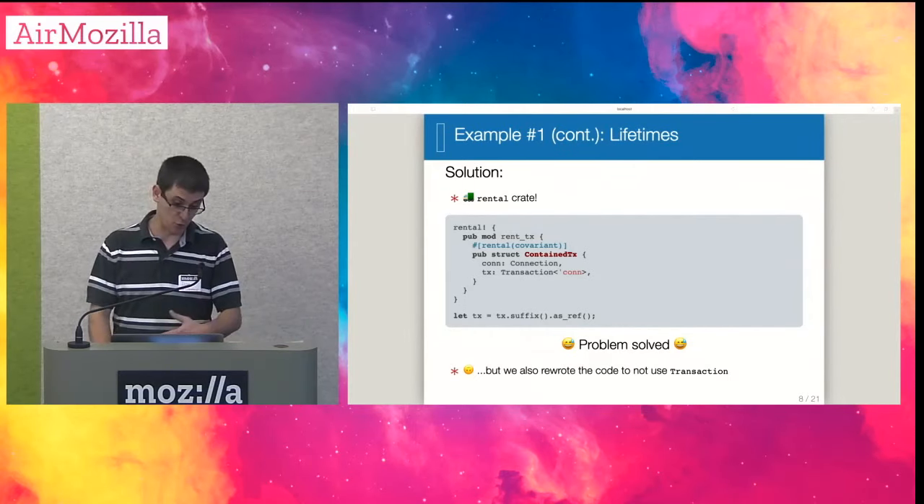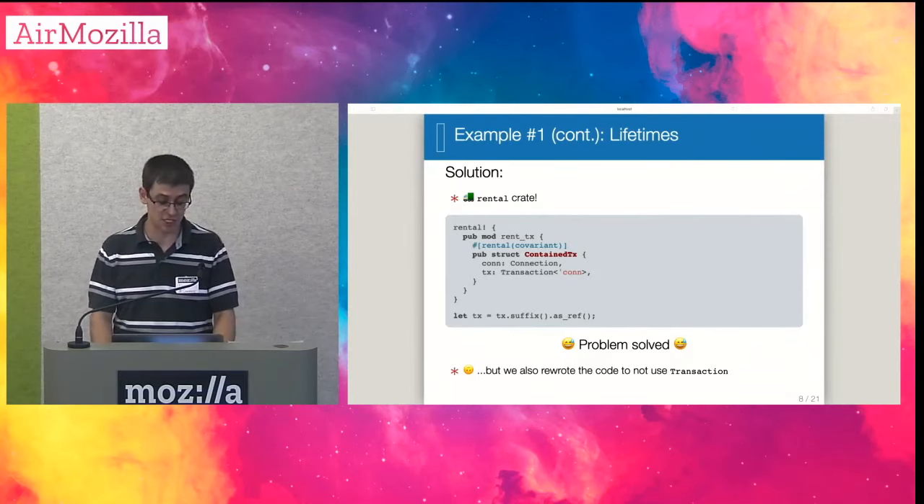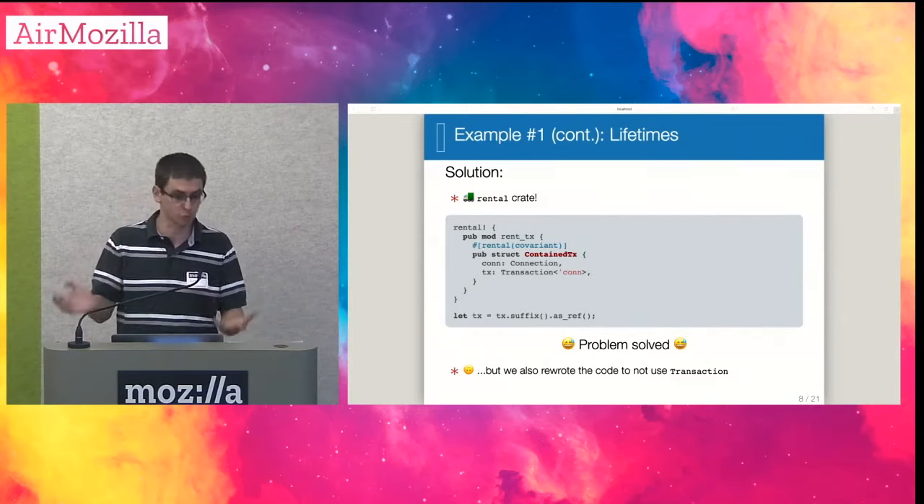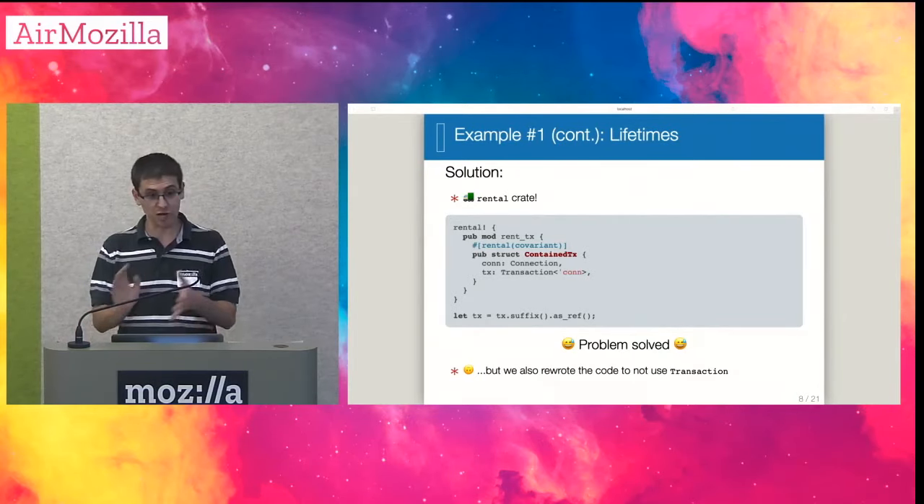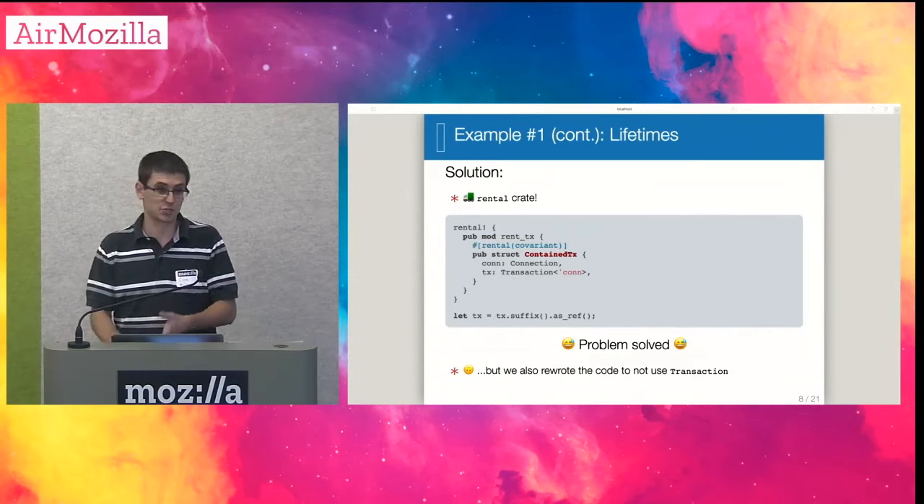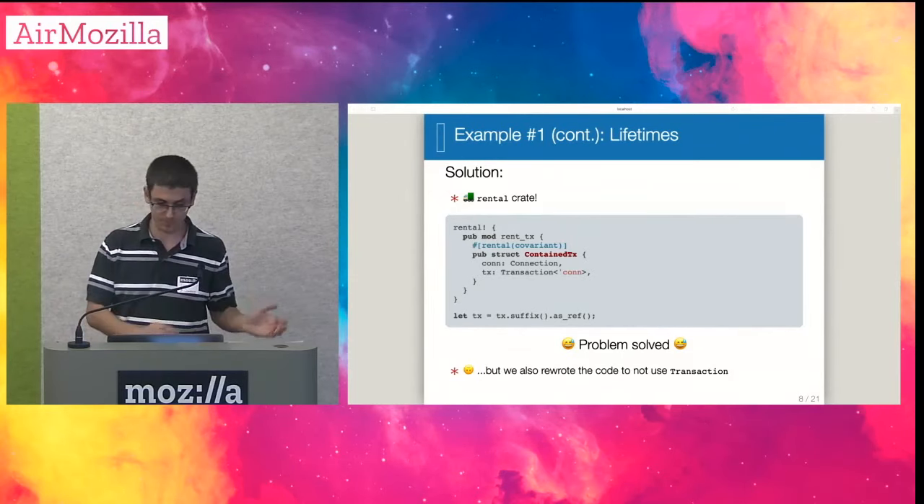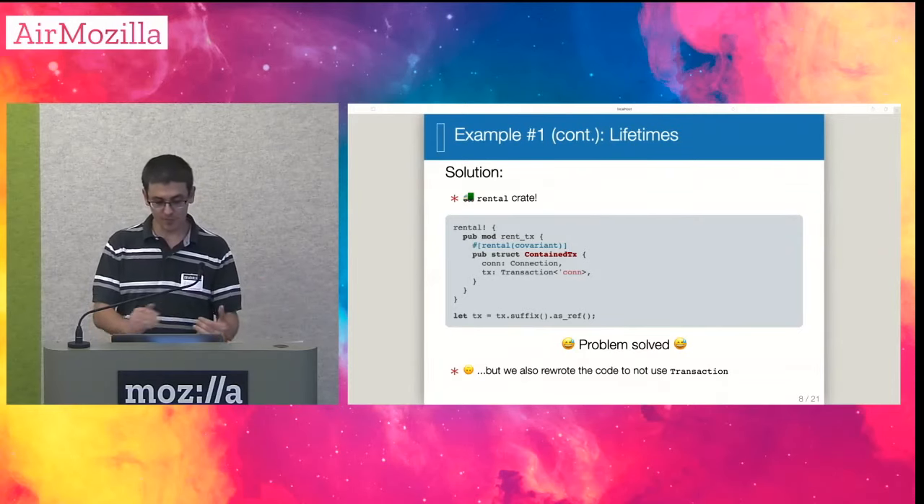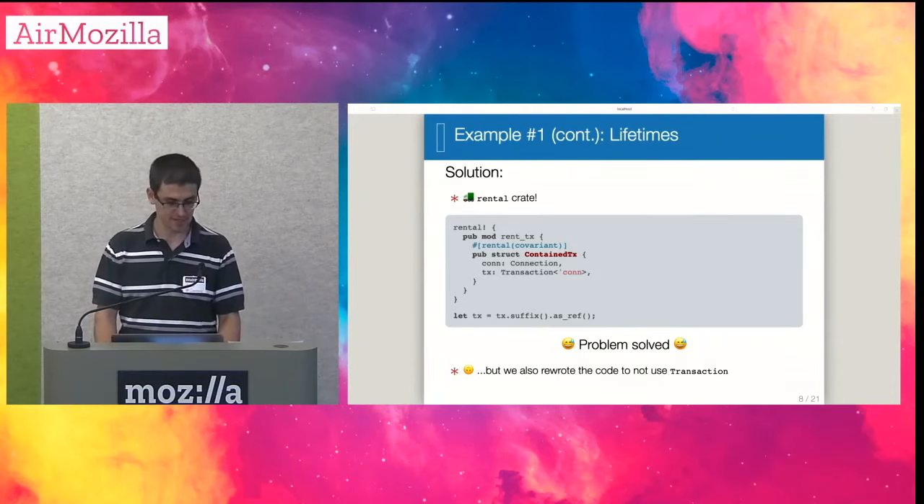But later we actually rewrote the code not to use that transaction. We created our own wraparound connection, because you can have a struct that fully owns the connection and also manages the transaction, and then you wouldn't have this problem in the first place. But what rental allowed us to do is just buy some time, and do it without being pressed by time limits. So that was one of the examples that we had.